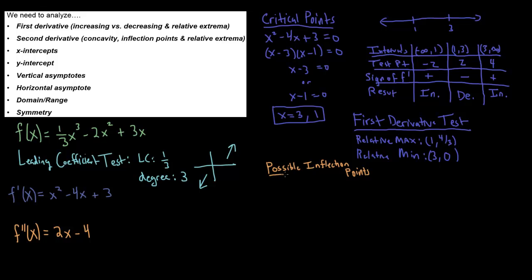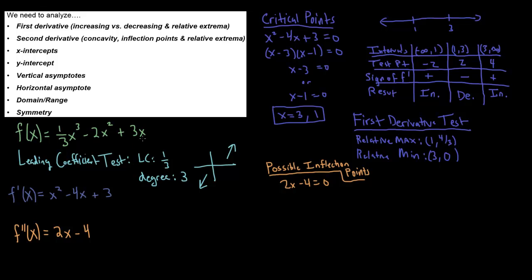So kind of like we found critical points with the first derivative, let's find the possible inflection points by setting f double prime equal to 0. So here's f double prime over here, set it equal to 0 and solve. Also, we're considering where f double prime might not exist. But just like f prime of x, and just like f double prime now, these are all polynomials, so they exist for all real numbers.